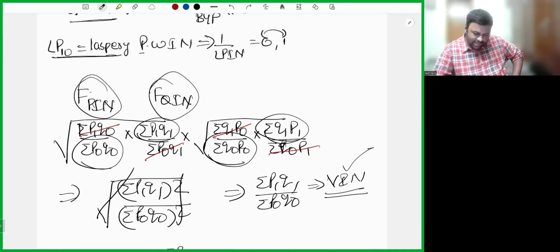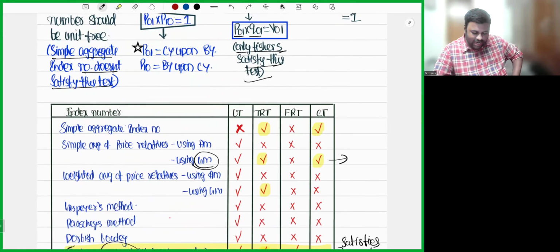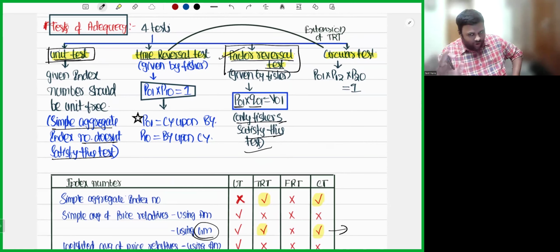That is the reason we say simple aggregate index number does not satisfy unit test. You can go out and check all the other index numbers. Units will get cancelled. However, this is a little higher level concept. This concept, in detail, you will learn in CA Inter: when to cancel units, when not to cancel units.